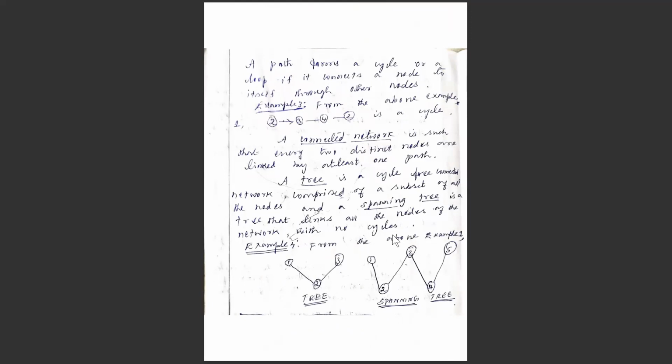Next, what is a spanning tree? A spanning tree is a tree that links all the nodes of the network with no cycles. Here also no cycles are involved, but it is a tree that links all the nodes of the network. Here all the nodes must be exhibited. See 1 to 2, 2 to 3, 3 to 4, 4 to 5. This is a spanning tree. All the nodes are connected here. Here again, no cycles.